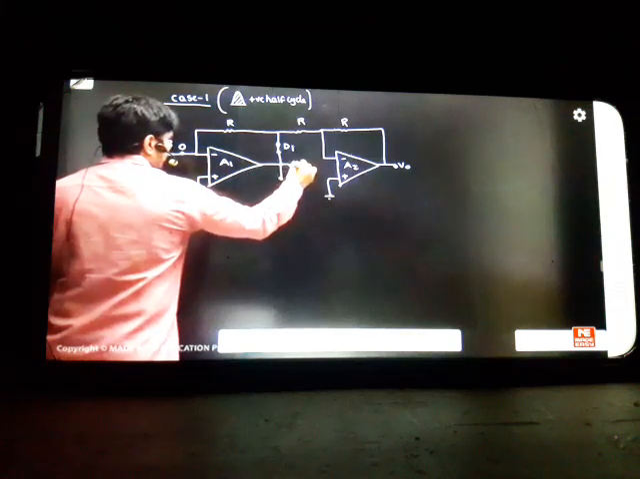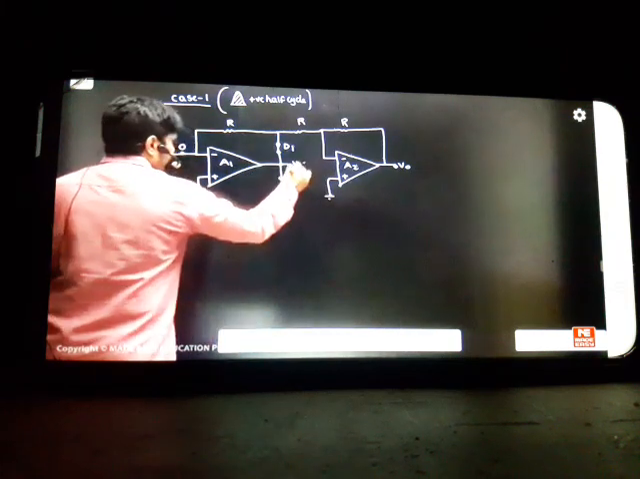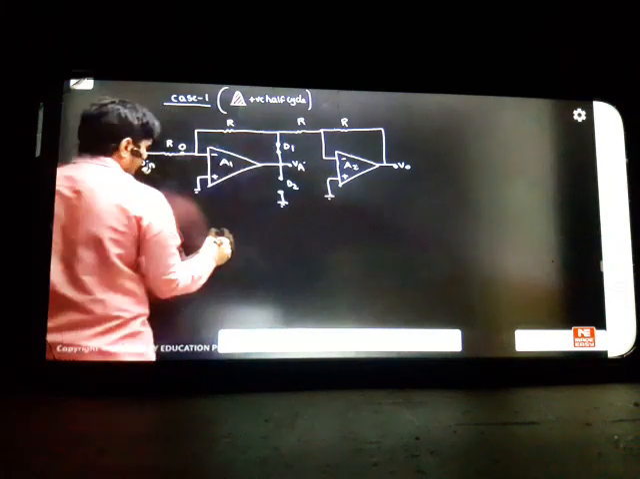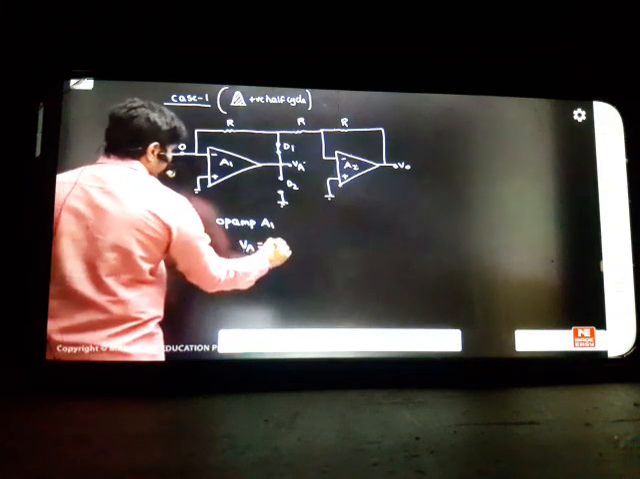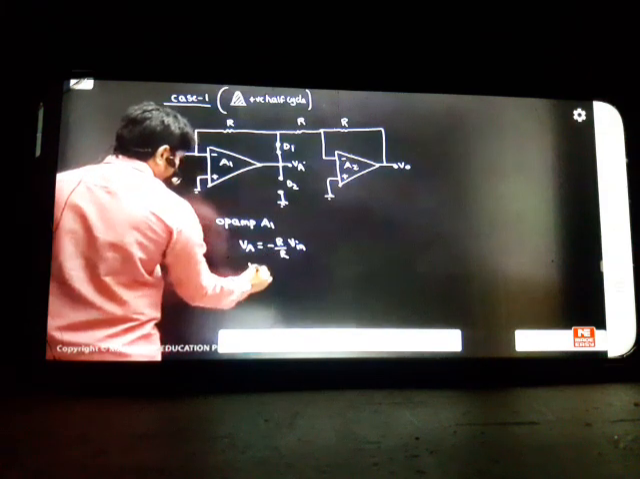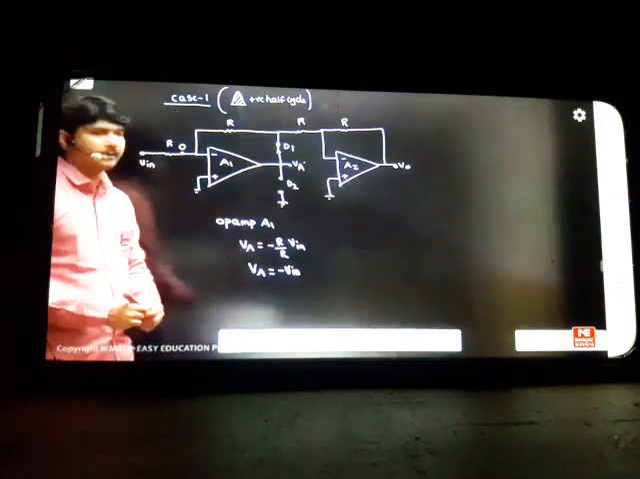Okay, so this is the circuit we have. Now if I ask you, what is V01 here, or VA how much? What is VA here? This is just looking like a phase shifter. Op amp A1 output is a phase shifter. It is minus R by R into input. So VA becomes simply minus VIN. So op amp is a phase shifter we got here, minus VIN.